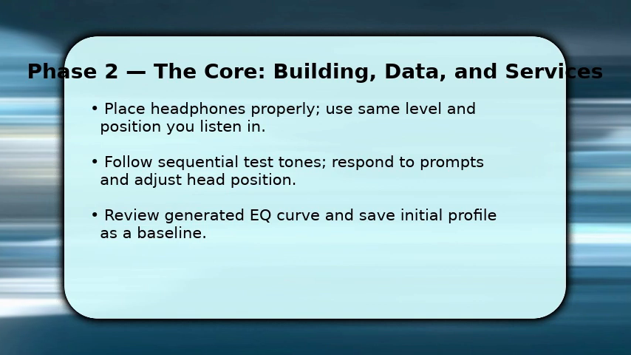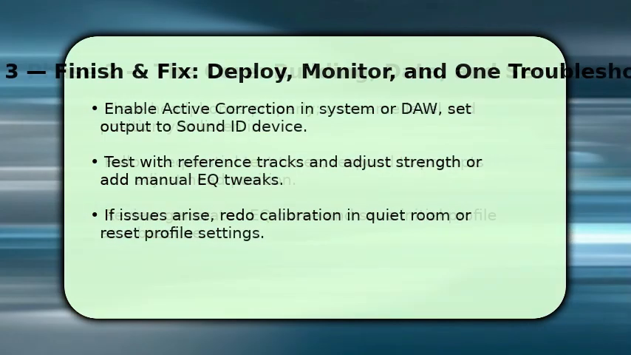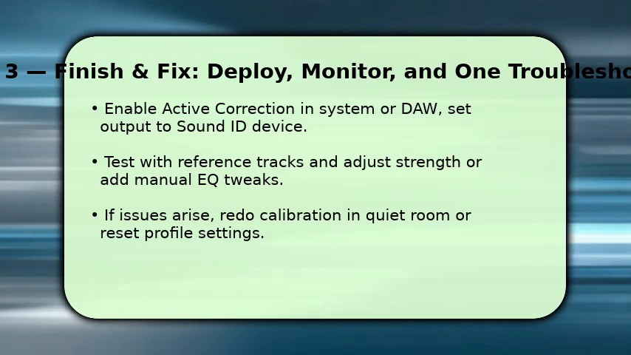After the sweep completes, inspect the generated EQ curve and save it as your baseline profile because you can refine or revert to it later. You finish by enabling Sound ID correction in your system or DAW and routing audio through the Sound ID output.